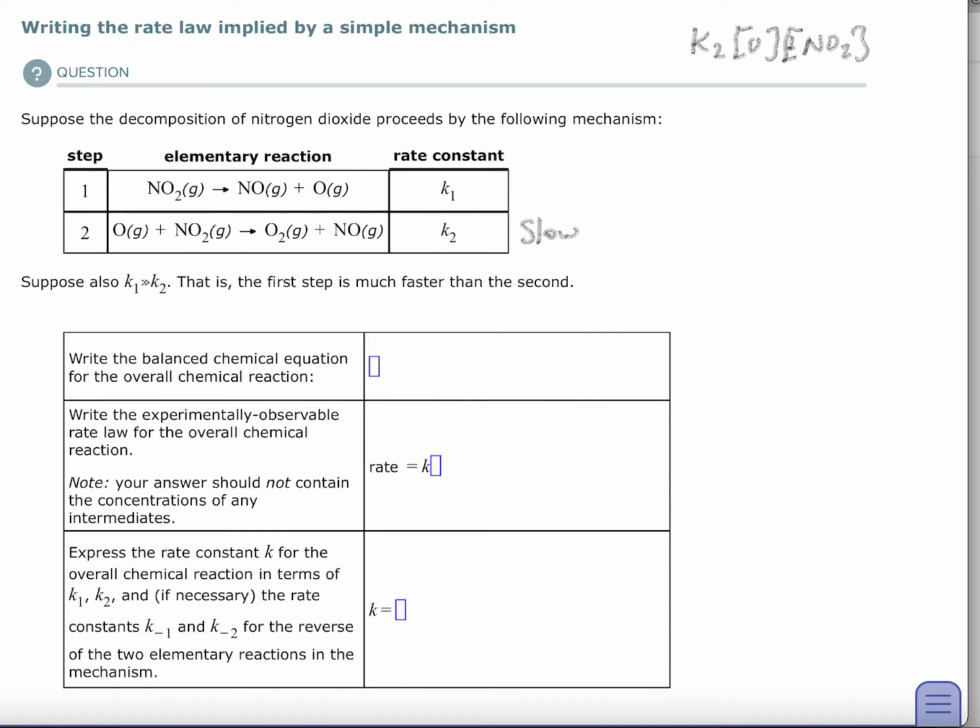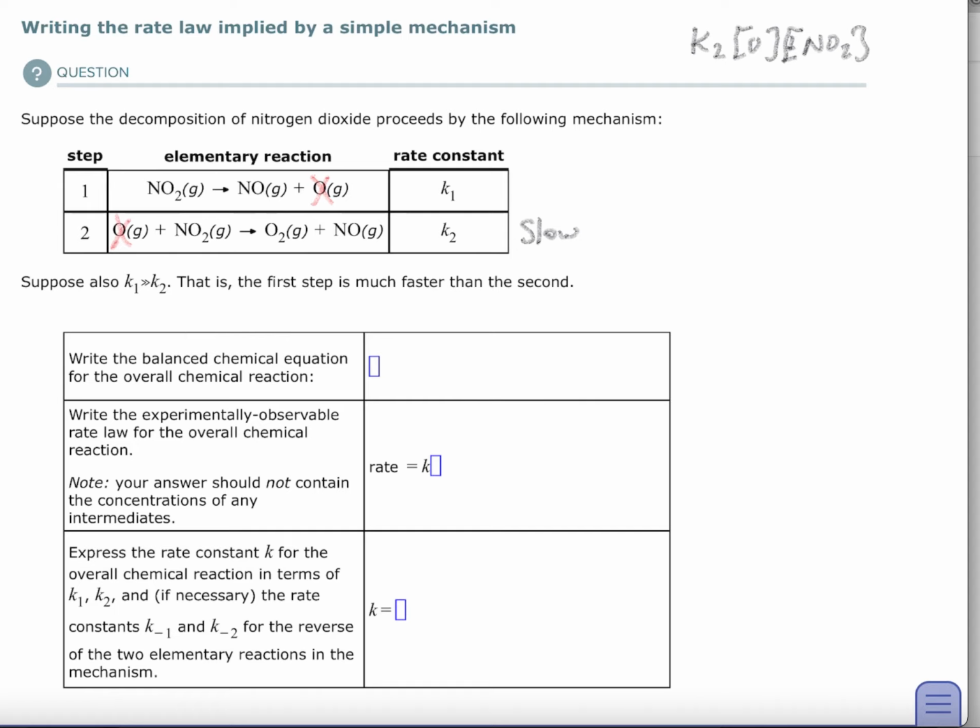You see that the product of the first step is just an O, and the reactant of the second step is just an O. But it's not at the beginning of the first and it's not at the end of the second. So this is one that disappears inside the mechanism. So you can't be part of the rate law. I can't have this concentration right here because it's one of the intermediates. So I need to substitute what that would be equal to into my formula, and I'm going to do that through the other step.